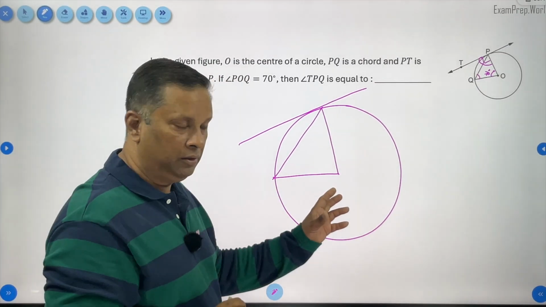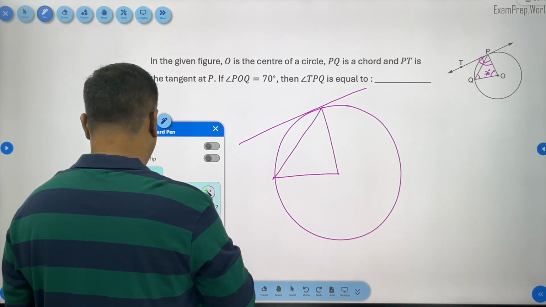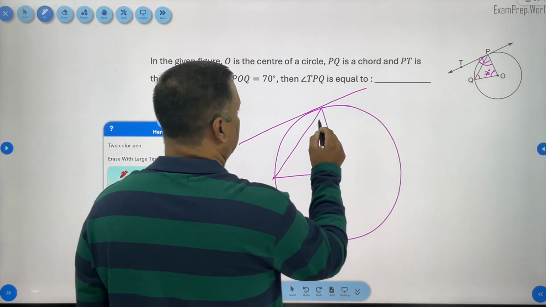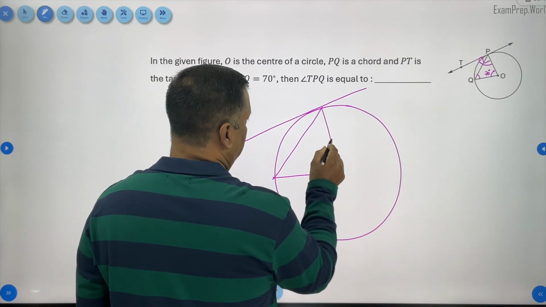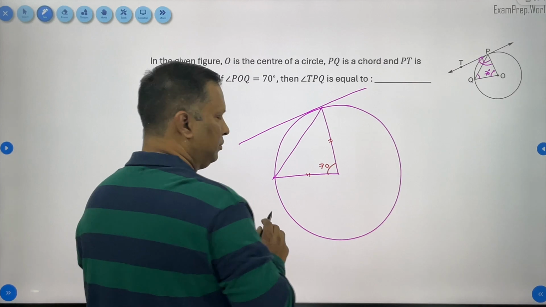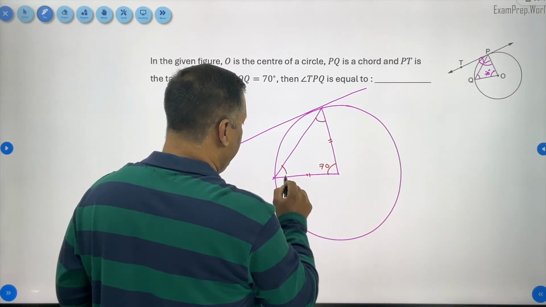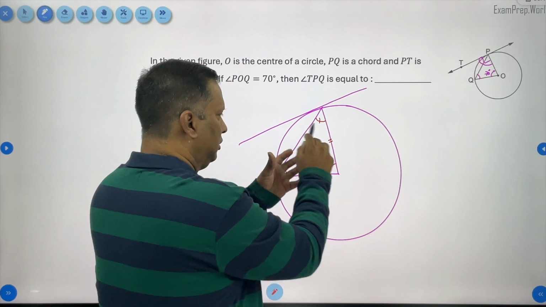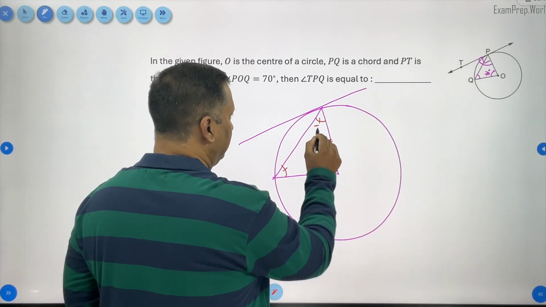This is the diagram, right? Now let me use another color. So they said that this is 70. Now this triangle is isosceles, correct? Now this angle and this angle will be equal. If two angles are equal, and one is 70, it should be 55.